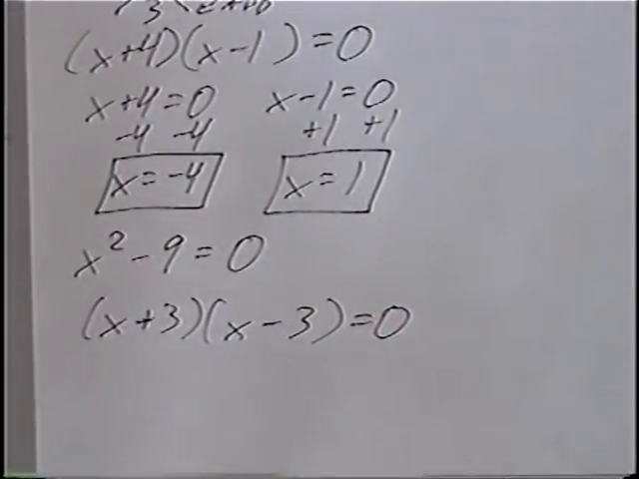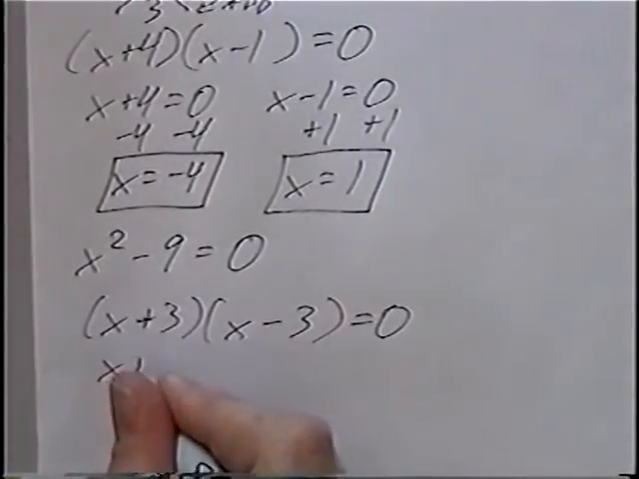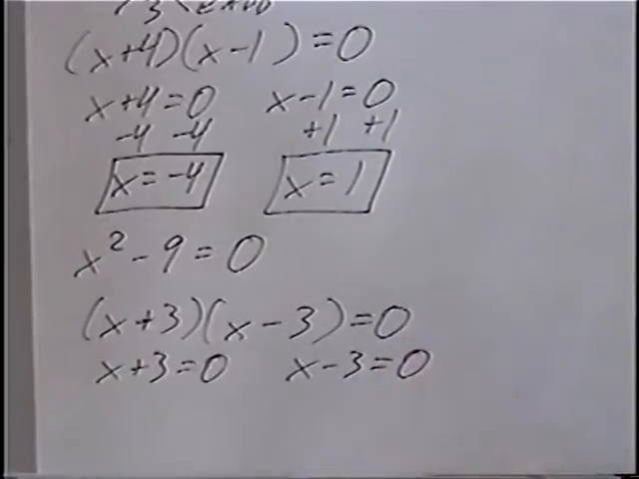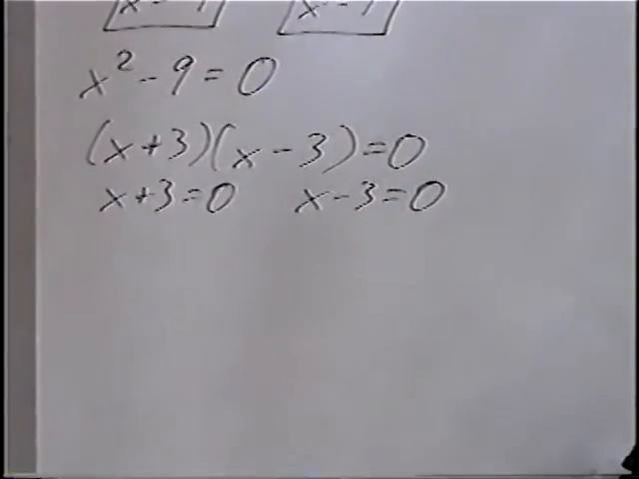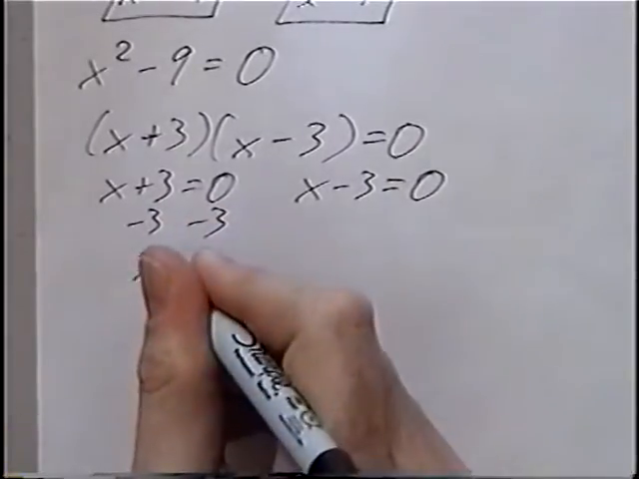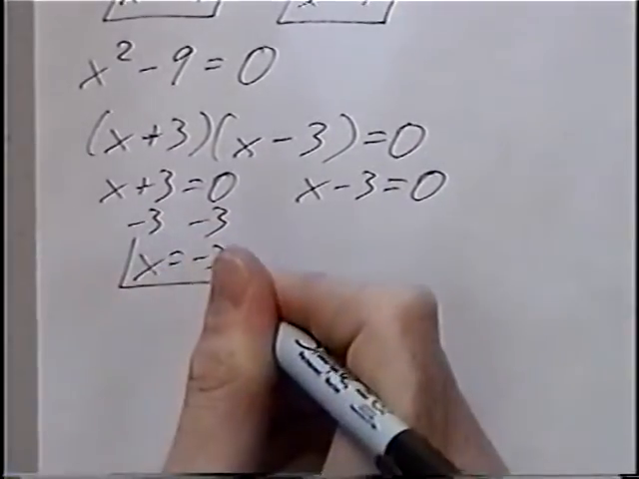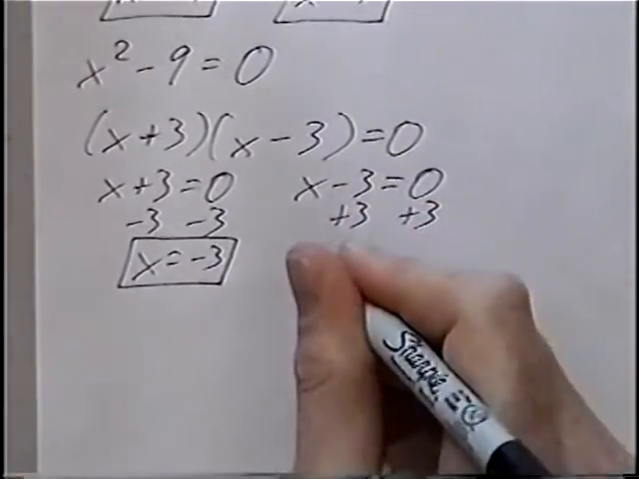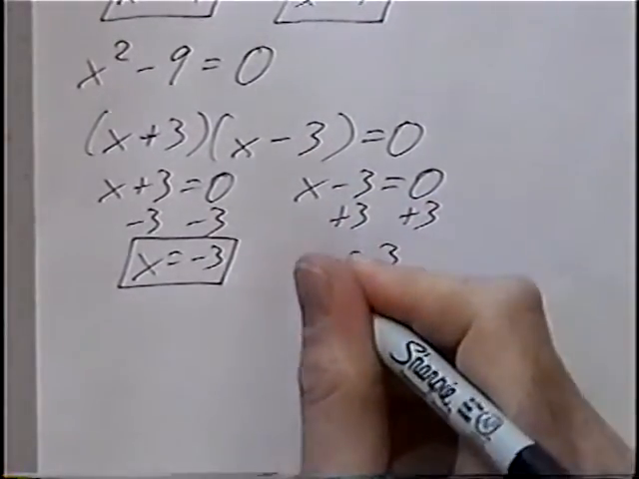Equals 0 from above. And again, set each one of these equal to 0, and then we can solve and get the two answers. Subtracting 3 on both sides, x would equal negative 3. And adding 3 on both sides, x would equal positive 3.